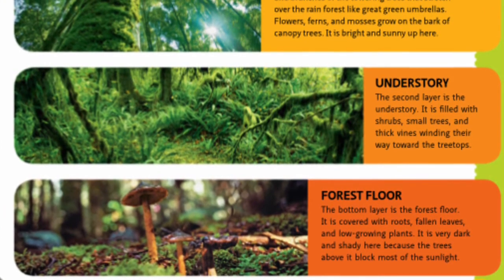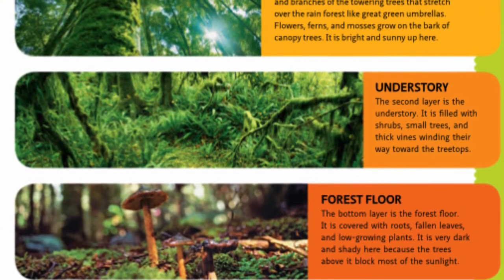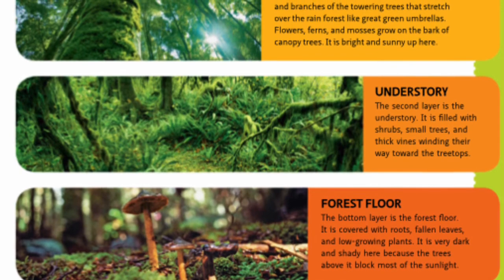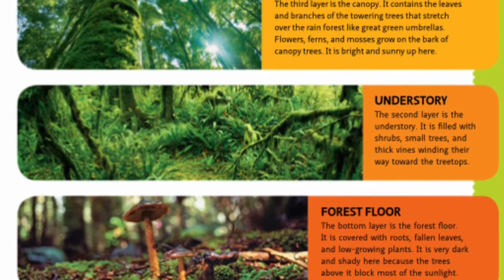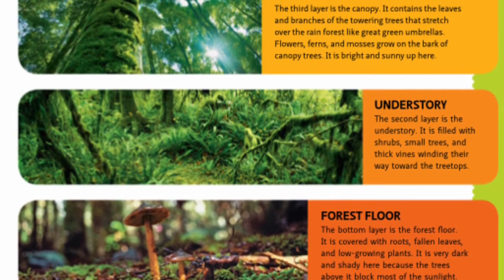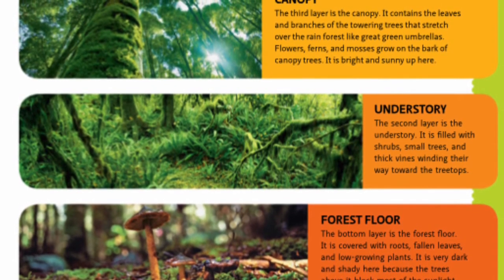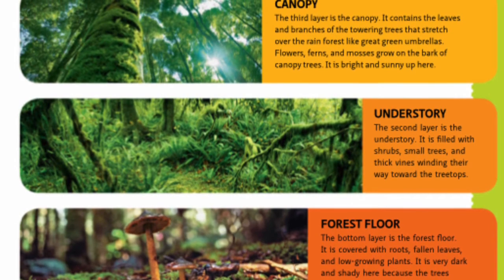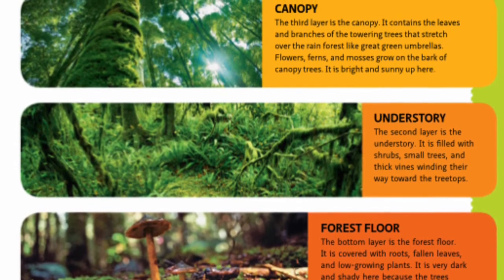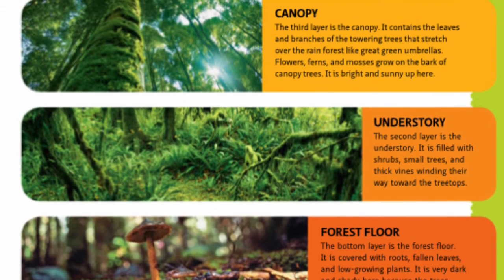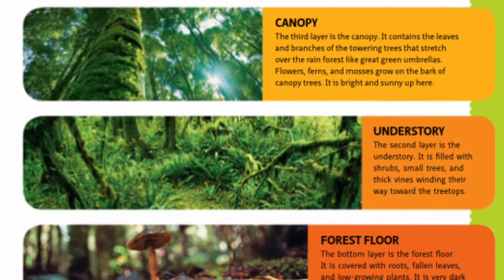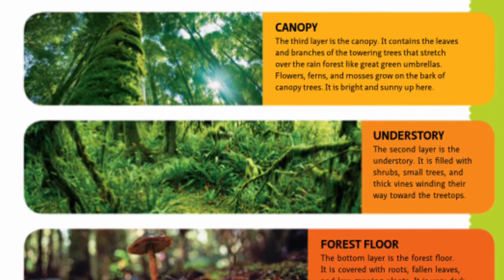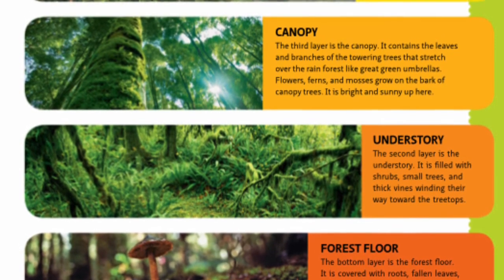Forest floor. The bottom layer is the forest floor. It is covered with roots, fallen leaves and low-growing plants. It is very dark and shady here because the trees above it block most of the sunlight. The second layer is the understory. It is filled with shrubs, small trees and thick vines winding their way toward the treetops.